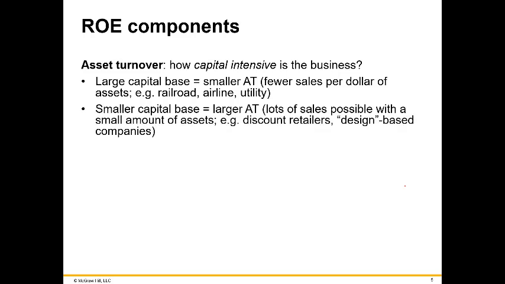If you have a smaller capital base, you're going to have a larger asset turnover. What that means is you can get a lot of sales with a smaller amount of assets. Think about a discount retailer. Think about like a Dollar General. The assets there are pretty simple: buildings that have shelves and a checkout, which is pretty inexpensive. I bet it costs them $100,000 to build a location, and they pump a lot of sales. They're moving a lot of product out the door every day, lots of sales per dollar of assets, and therefore are going to have a larger asset turnover.